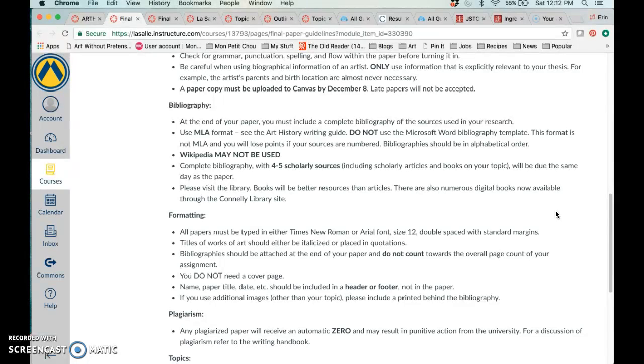You also may not use Wikipedia as a source. I said no online sources, but I really cannot handle seeing Wikipedia used as a source. It's an open source encyclopedia. Anybody can add anything there. It is not verified scholarly material, so please do not use it.